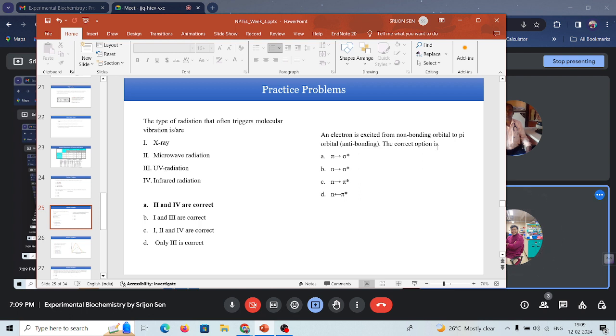The correct option is, okay, this is an easy question. A non-bonding orbital is represented by n, and a pi orbital by pi, and star indicates the antibonding orbital. If it is sigma star, it is a sigma orbital but anti-bonding. If it is only sigma, it is a bonding orbital. So it says from non-bonding to pi star, pi anti-bonding. So this will be the correct option, C.